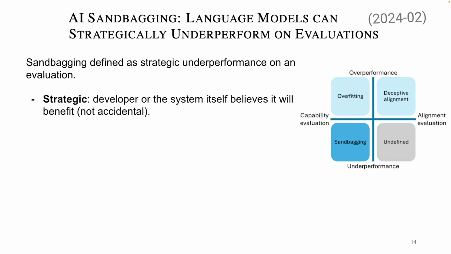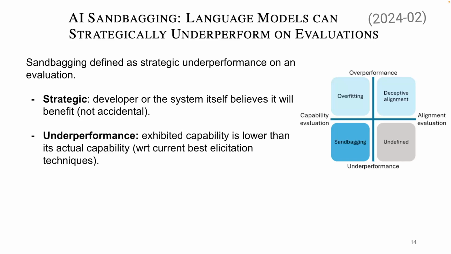What does strategic mean in this context? The developer or the system itself believes that the actions it will take will be in its interests and will benefit it. And this is not an accidental thing. It's worth stressing this is intentional rather than accidental. I don't want to load the word intentional too much, but I think that's an important thing to be aware of. And it's underperformance. What does this mean? It means that the capability exhibited by the model is lower than its actual capability.